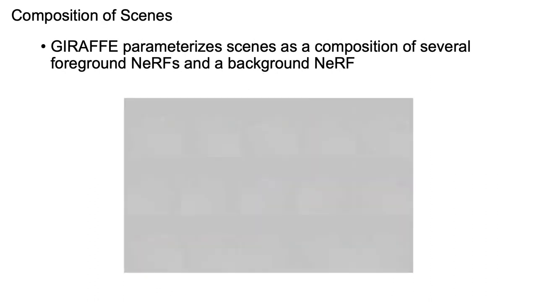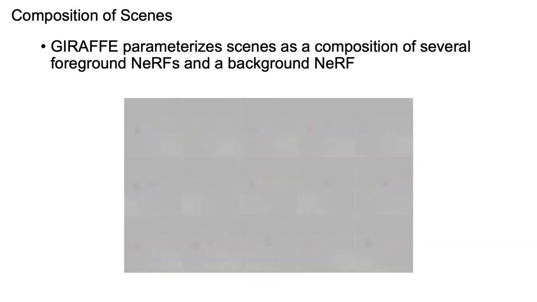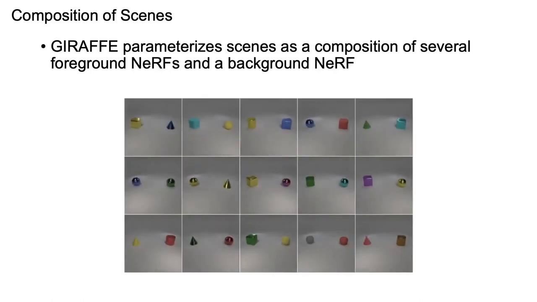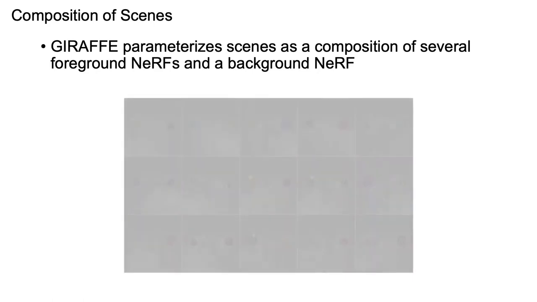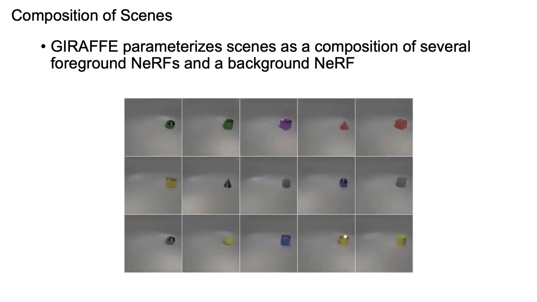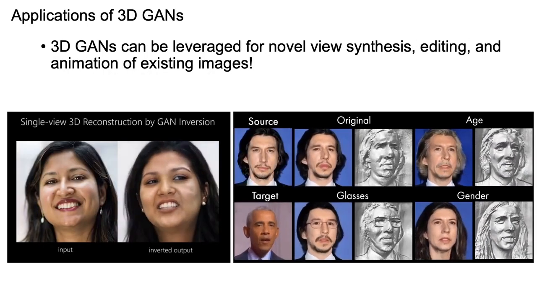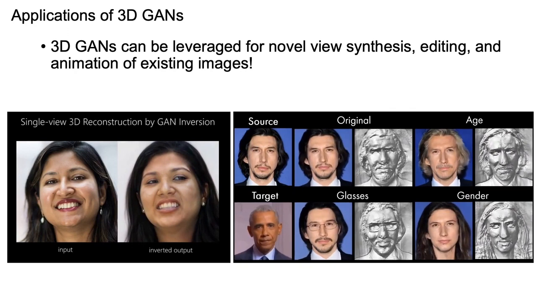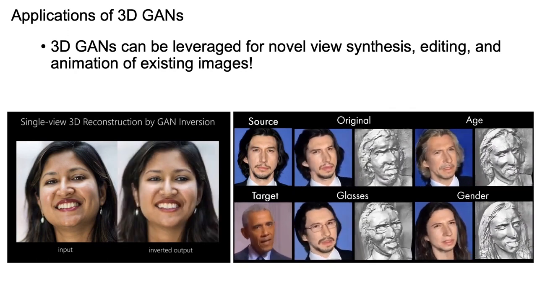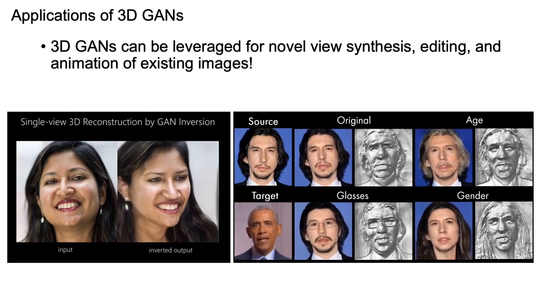Another interesting problem is the composition of scenes. Currently, most 3D GANs are trained on scenes with a single object, and the next logical extension would be to generate larger and more complicated scenes. GIRAFFE approaches this by parametrizing scenes as a composition of foreground object NeRFs and a single background NeRF. In summary, 3D GANs have many useful applications beyond generating new content. Some of these applications include novel view synthesis, editing, and animation of existing images.